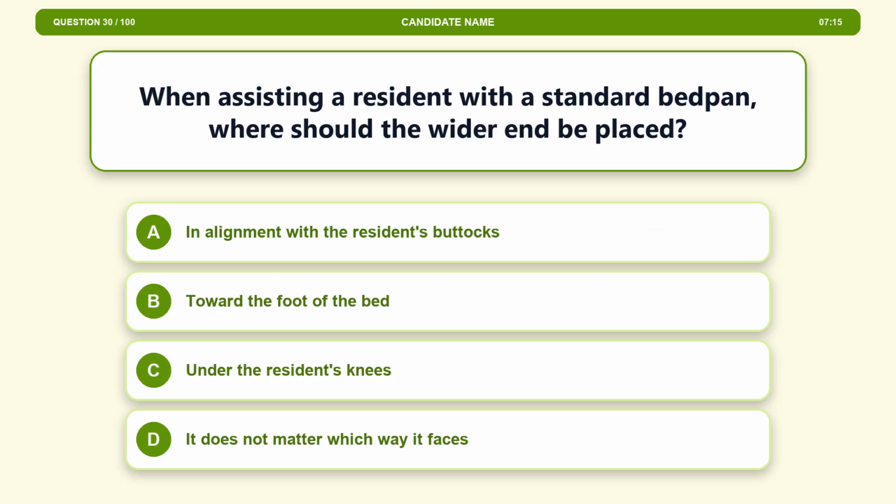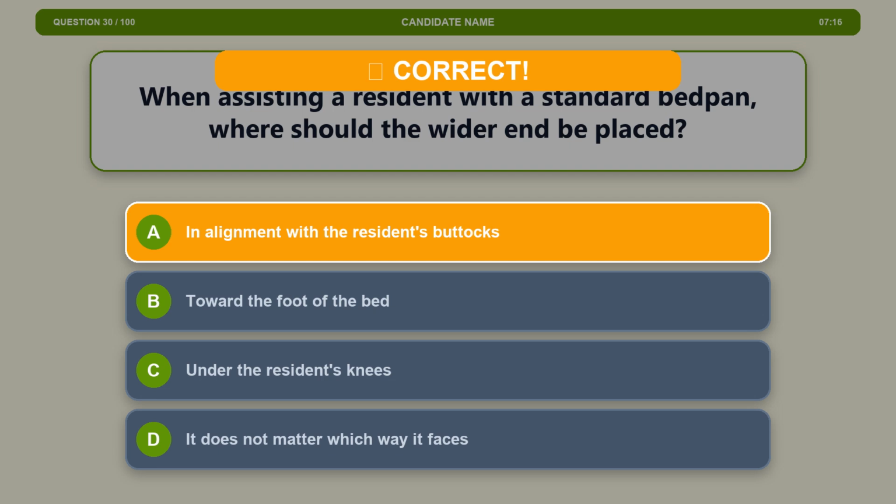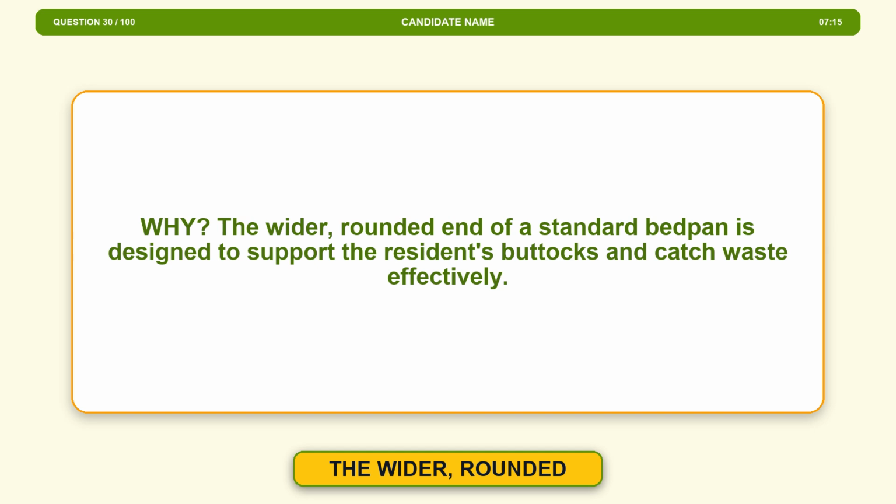Question 30. When assisting a resident with a standard bedpan, where should the wider end be placed? Option A, in alignment with the resident's buttocks. Option B, toward the foot of the bed. Option C, under the resident's knees. Option D, it does not matter which way it faces. The correct answer is option A, in alignment with the resident's buttocks. The wider, rounded end of a standard bedpan is designed to support the resident's buttocks and catch waste effectively.